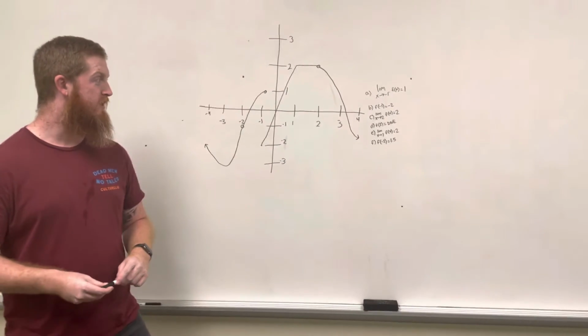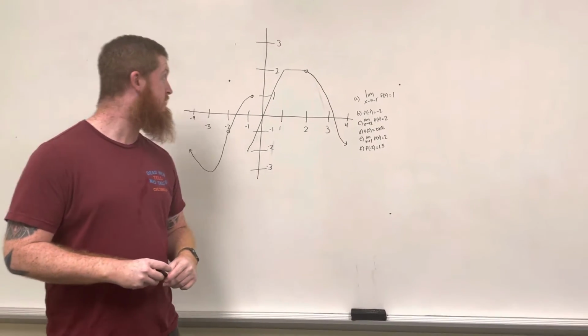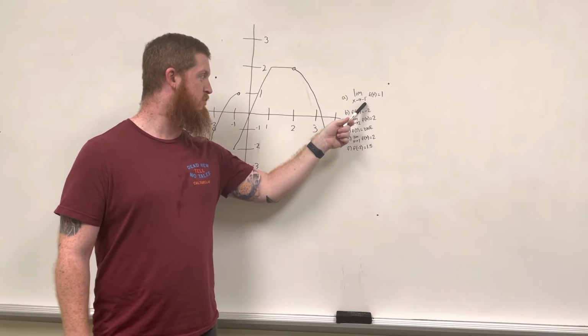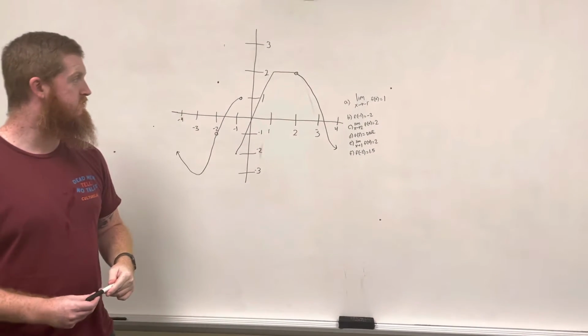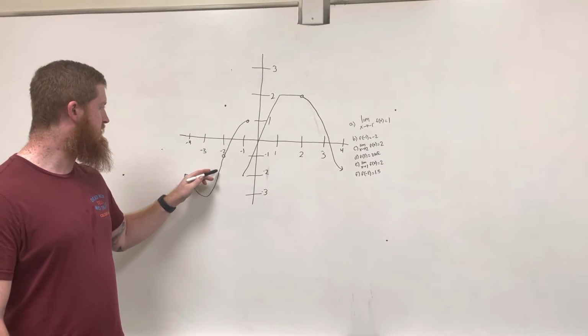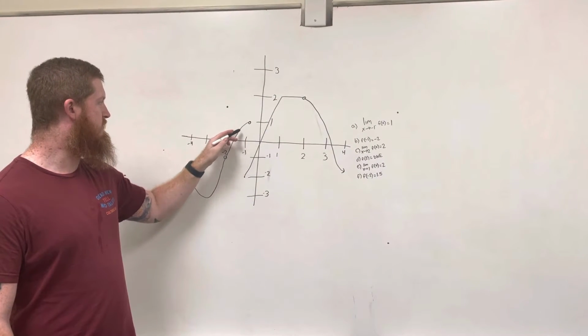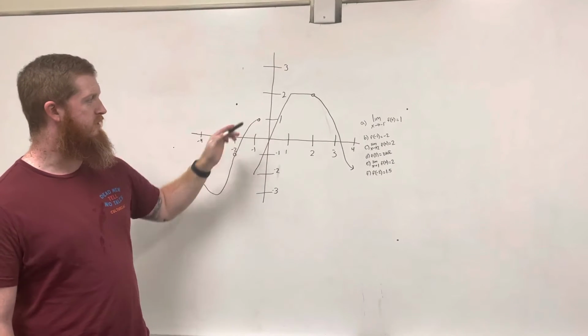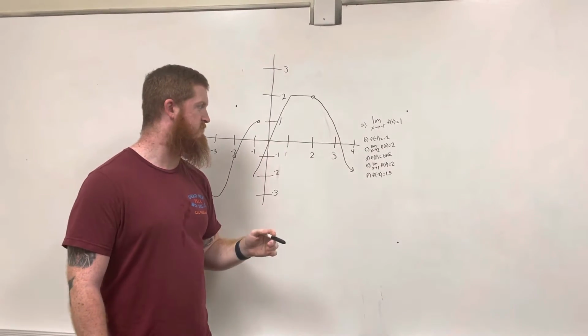So we're looking at number 1 for the practice problems. We're going to start here on A, the limit as x approaches -1. Since it's approaching -1, we're going to be looking at it from the left, and we see that as it's coming from the left, f of x is approaching 1 here on the y-axis. So the answer for A is 1.